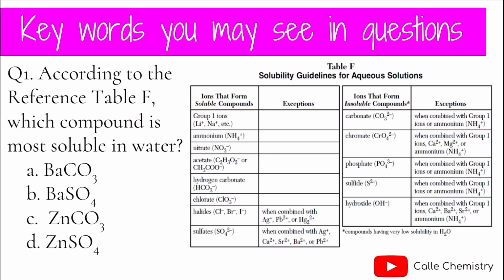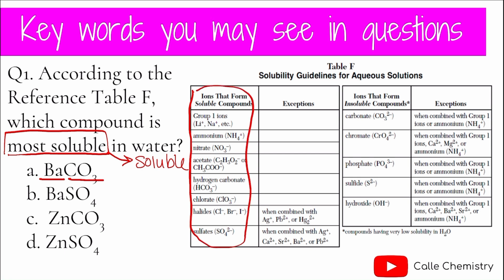Let's get started on our first question. It says, according to reference table F, which compound is most soluble in water? So here we go, keyword. They want us to pick the one that is soluble. So let's get started with A. BaCO3. So I have barium and I have carbonate. So I'm going to look for either barium or carbonate under ions that form soluble compounds or ions that form insoluble compounds. I'm not looking at the exceptions. I'm looking for the ions here or here for now. So I'm either going to look for Ba or CO3, whichever one I find is where I stop.